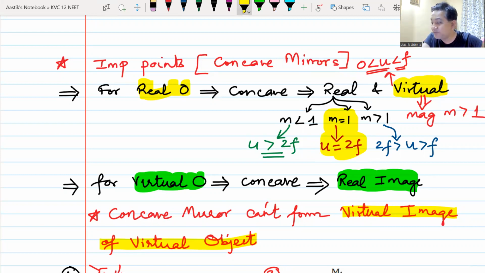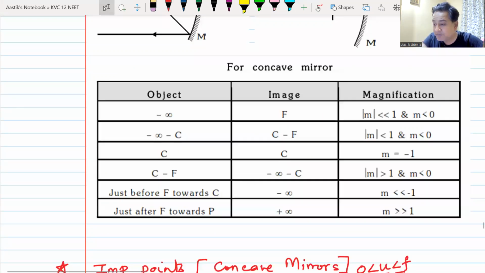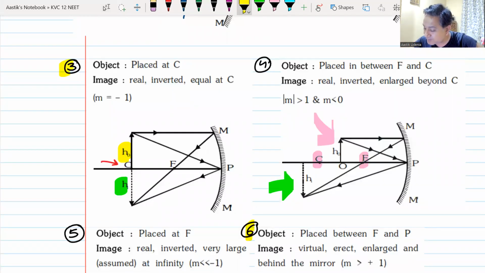How many times I have told you this? See, in this small table I told you this. You don't remember, my dear friends, and that is the problem. See how many times I have told you this. How many diagrams I have shown? See this diagram. See this diagram.